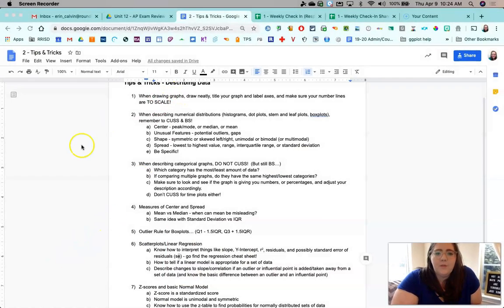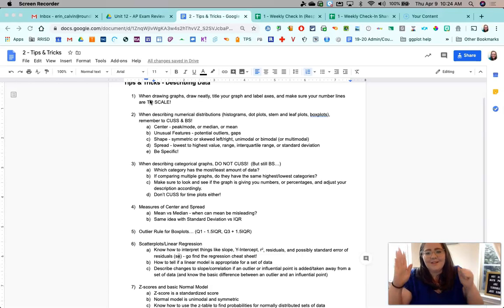So starting with, you may have to draw some graphs. Typically it's going to be a dot plot or stem and leaf plot, a box plot. You might have to draw some kind of bar graph for categorical data. My general tip for that would be to make sure that you're drawing neatly. Title your graphs always, title your axes, whether it's just the x-axis or the x and the y. Label your axes, and then make sure that your number lines are drawn to scale.